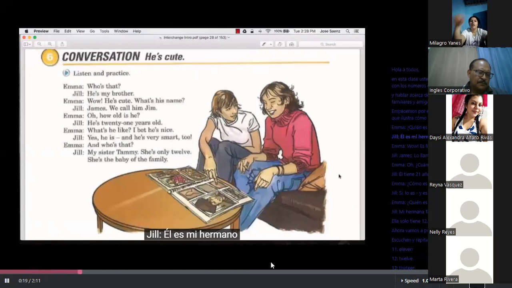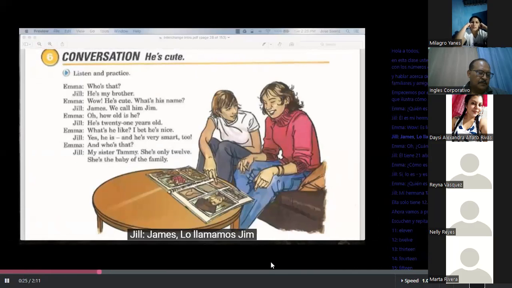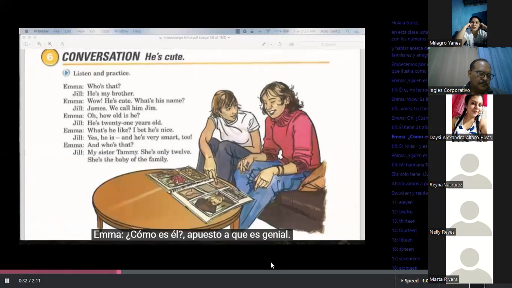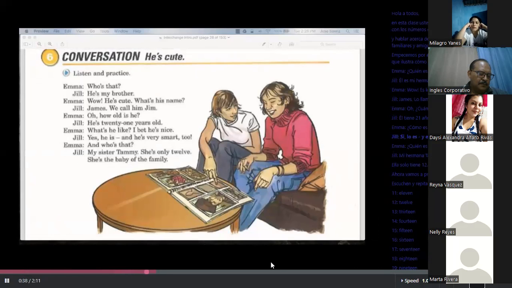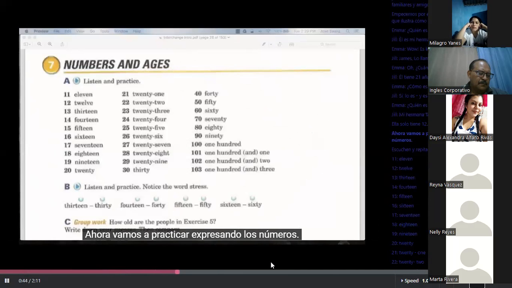Who's that? He's my brother. Wow, he's cute. What's his name? James. We call him Jim. Oh, how old is he? He's 21 years old. What's he like? I bet he's nice. Yes, he is. And he's very smart, too. And who's that? My sister Tammy. She's only 12. Now, let's practice expressing the numbers.